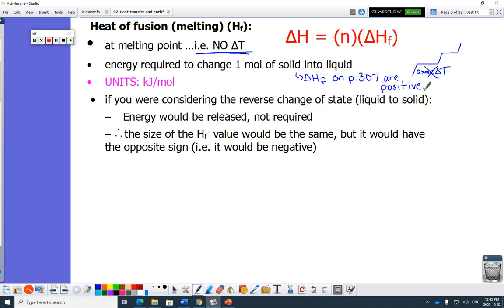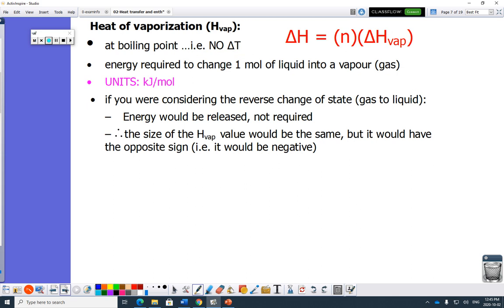So then the same principles will be true for the next change of state. Now we call it vaporization. For boiling point, again, no delta T, so still at those plateaus. So we can't use Q equals MC delta T. So we're going to use the molar enthalpy formula. So changing a liquid into a gas requires energy. So all of the values listed are positive.